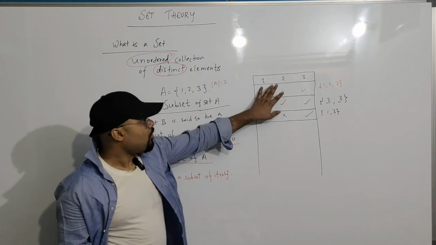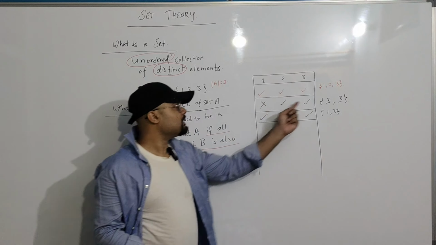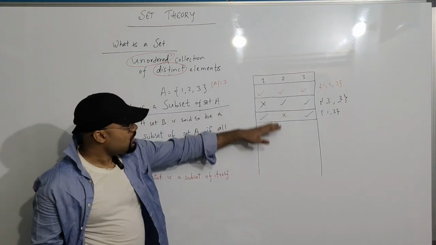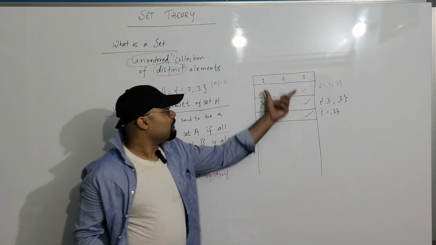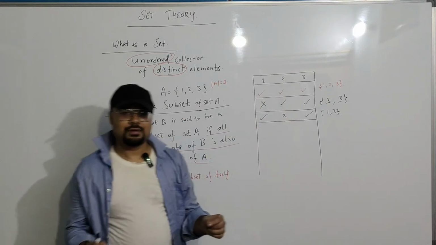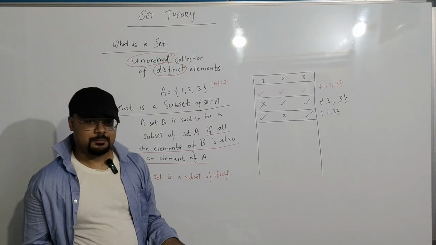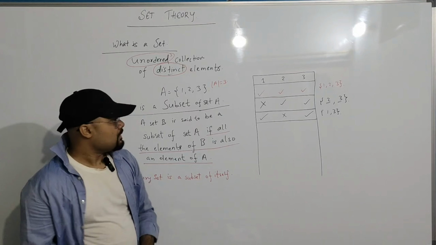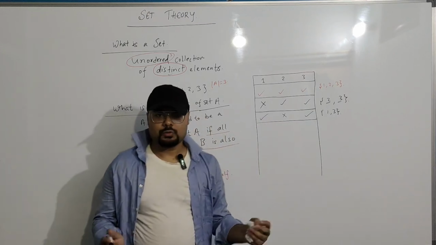In this combination, all of 1, 2, 3 are in your subset. In this combination, 1 is not in your subset, 2 and 3 are in your subset. So in this way, how many combinations will you get? This is very much like a Boolean table with 3 Boolean variables, and every variable can take value 0 or 1. So the number of combinations possible is going to be 2 to the power 3. So the number of subsets possible for this set A is 2 to the power 3.